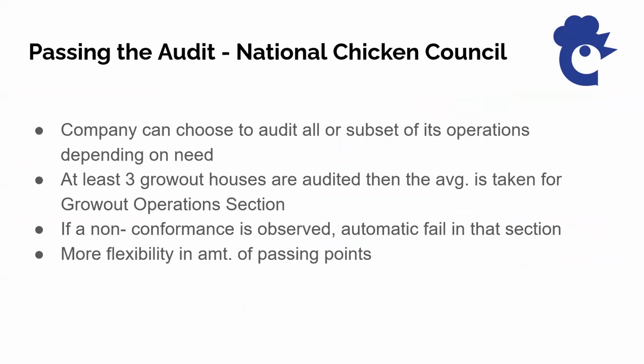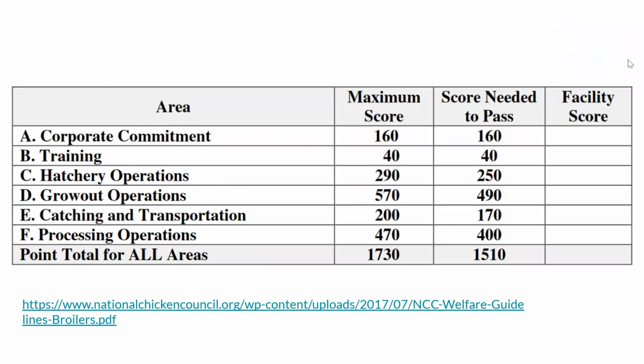But with the National Chicken Council, the company can choose to audit all or certain operations depending on need. At least 3 grow-out houses are audited, and then the average is taken for the grow-out operations section. If a non-conformance is observed on any part of their audit, it's an automatic fail in that section. So there's more flexibility in the amount of passing points. This is how the National Chicken Council does their scoring.